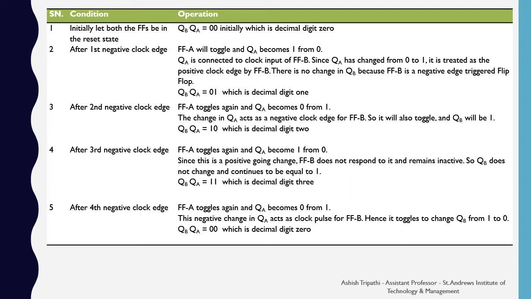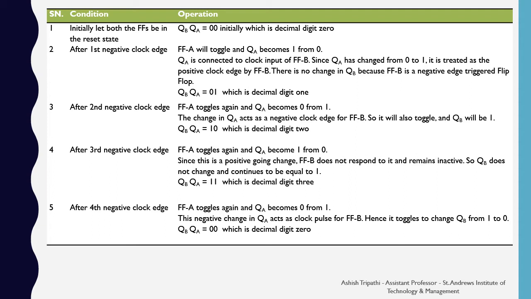After the second negative clock edge, FFA again toggles and now QA becomes 0 from the previous 1. This change is a negative change, hence flip-flop B will be activated and so QB will also become 1. So we are getting QB QA as 1 0, which is the decimal digit 2.